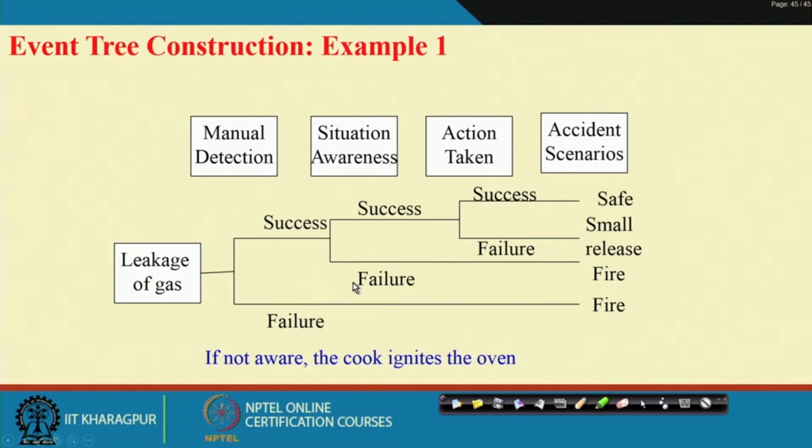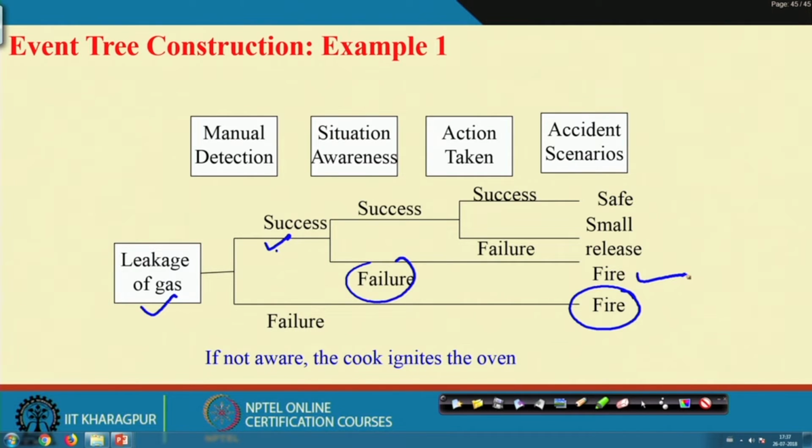You see, leakage of gas, manual detection success, manual detection fails. If manual detection fails, these things will not happen, so as a result, it is a fire situation. With leakage, obviously there will be a fire source, an ignition source. Then leakage of gas, manual detection successful, but the cook there does not know what is happening, he is not aware. So, failure leads to fire.